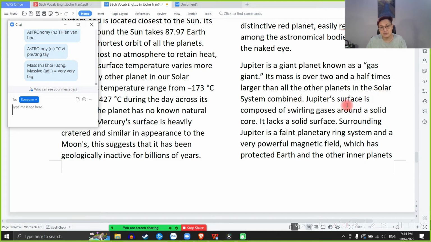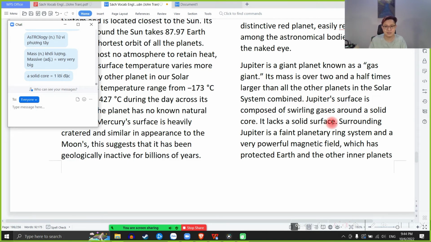Để biết được Jupiter nó nặng cỡ nào, Jupiter is extremely heavy. Cái bề mặt của Jupiter thì nó được bao gồm là swirling gases, những cái khí mà nó cứ bay vèo, swirling gases, xung quanh một cái lõi mà nó đặc, a solid core, một lõi đặc. It lacks a solid surface, nó thiếu một cái bề mặt mà nó rắn chắc. Tại hành tinh khí mà, it's a gas planet. Surrounding Jupiter, bao xung quanh Jupiter là một cái planetary ring system.